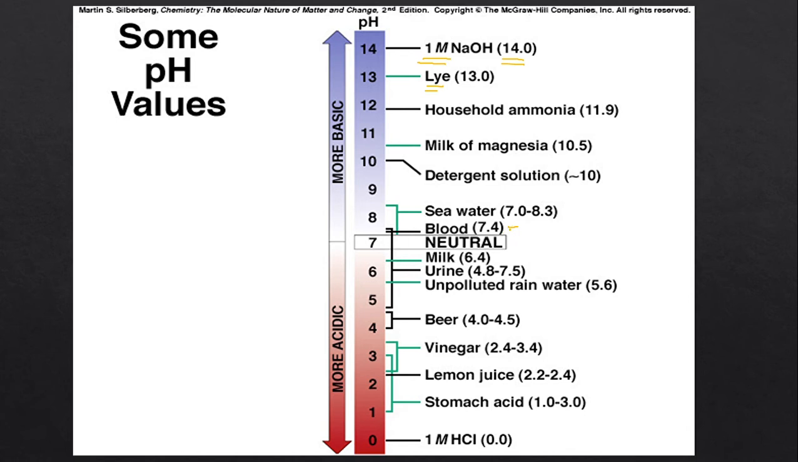Okay? So, normally or naturally, yung dugo natin ay nagfa-function at a slightly basic condition. Kapag masyado nang maging acidic ang dugo natin, magiging masama na yun. Hindi na siya makakapag-function ng maayos. And so on. Ayan pa yung mga acidic naman nating substances. Yung unpolluted rain, medyo acidic. Beer ay acidic. Of course, siyempre, acidic na yung mga yan.